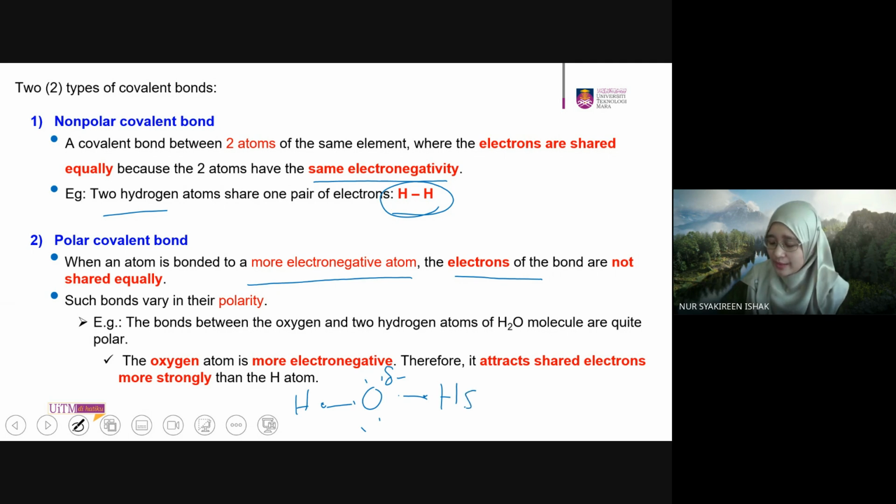The hydrogen has partial positive charge. So this makes the water molecule a polar molecule. When we say that water is a polar molecule, what is the significance of water being polar?